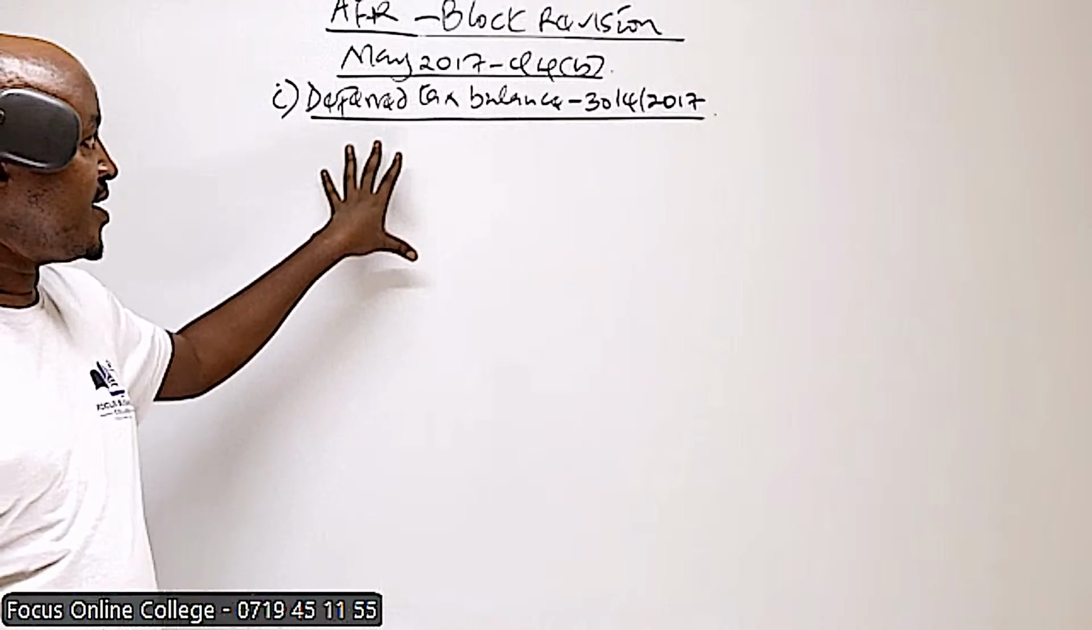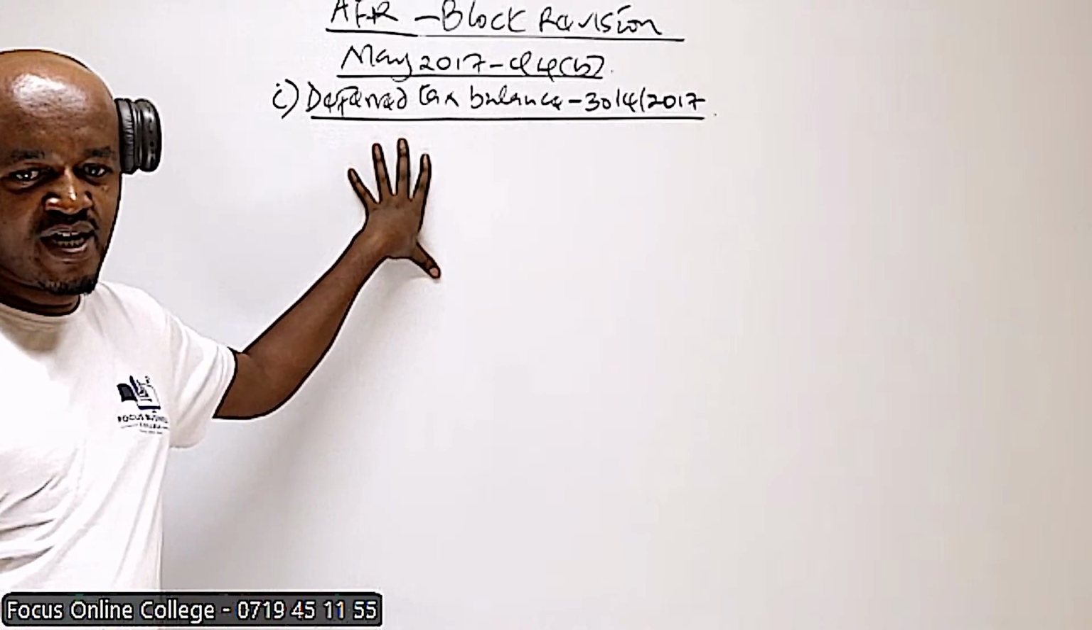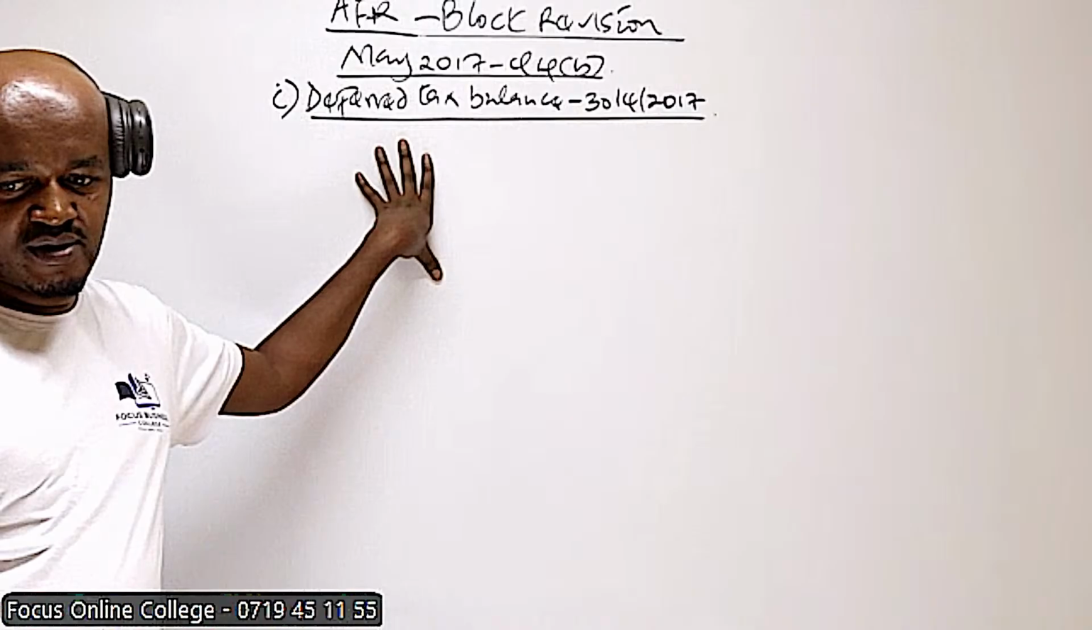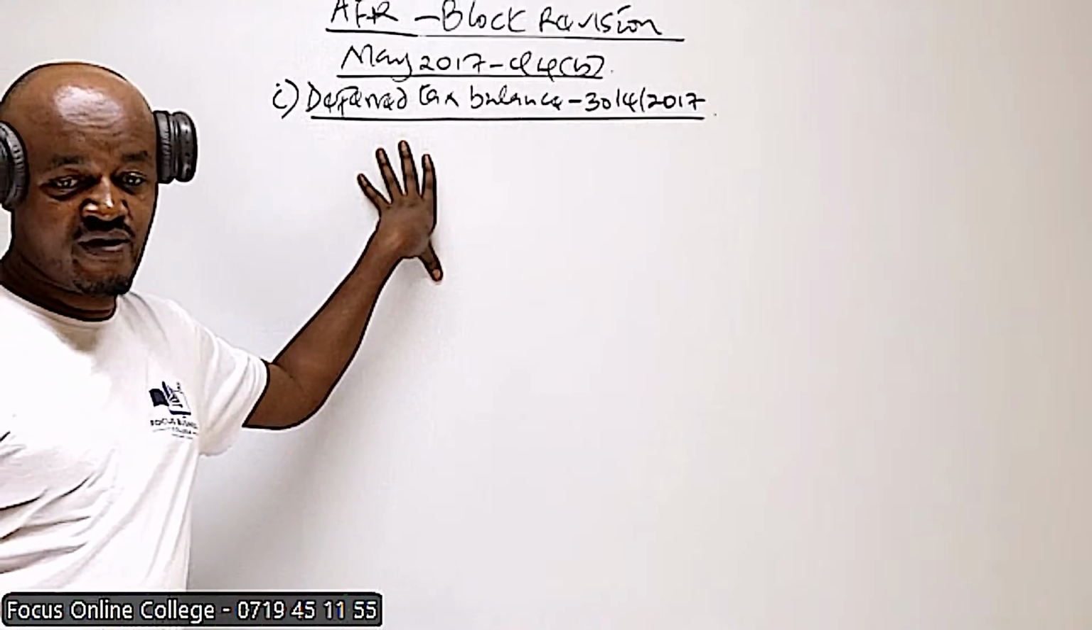Remember what we said here is that this deferred tax balance at the end of the year can either be a deferred tax asset or a deferred tax what? Liability. Someone is saying my board is not clear. Maybe you can confirm.